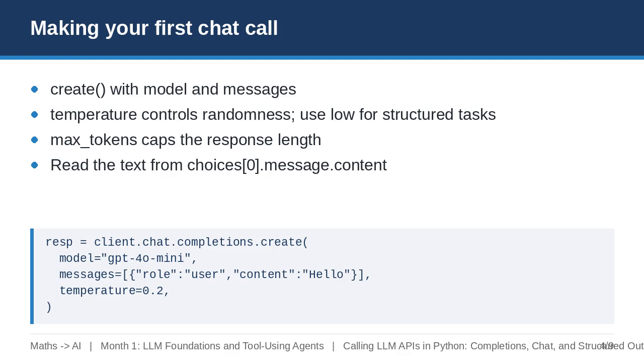Here's the core call. You pass a model name and your messages list. Temperature controls creativity: set it near 0 when you need deterministic, structured answers, and higher for brainstorming. Max tokens bounds the output. The generated text lives in choices, index 0, message, content.